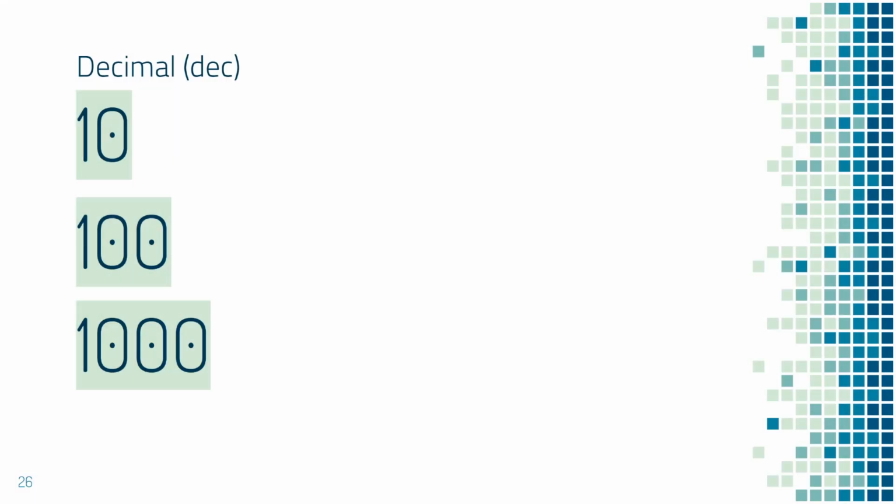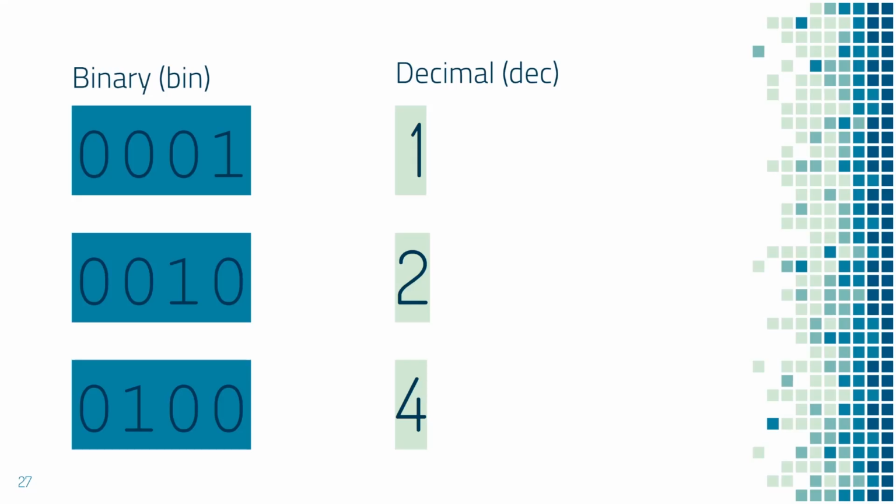So let's take a look at another idea that we understand in decimal. We know that 100 is 10 times more powerful than 10, and we know that 1000 is 10 times more powerful than 100. So one way to think about this is that a 1 in the hundreds place is 10 times more powerful than a 1 in the tens place, and so on. Let's look at that same idea in binary.